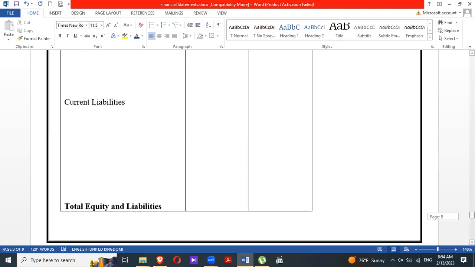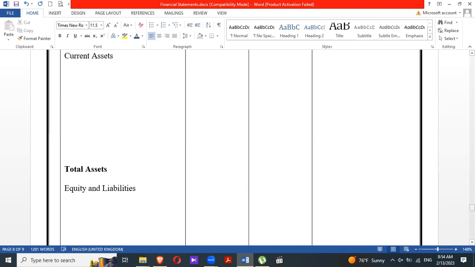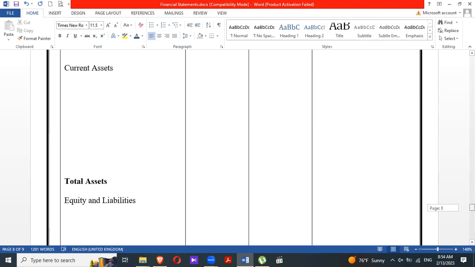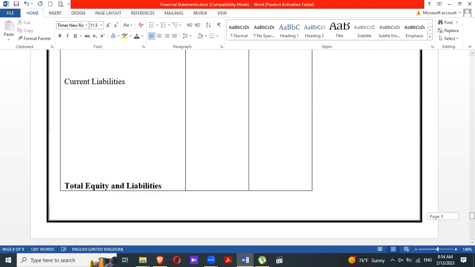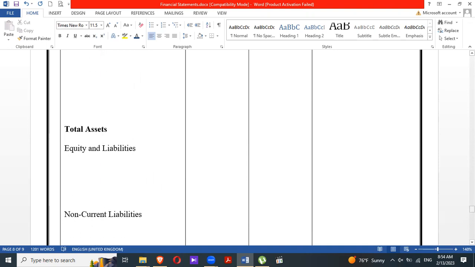Here, our objective is to show the connection between the total assets and total equity and liabilities. That means at the end, total assets should be equal to total equity and liabilities, right? According to the basic accounting equation, the total assets of any business are equal to equity plus liabilities.